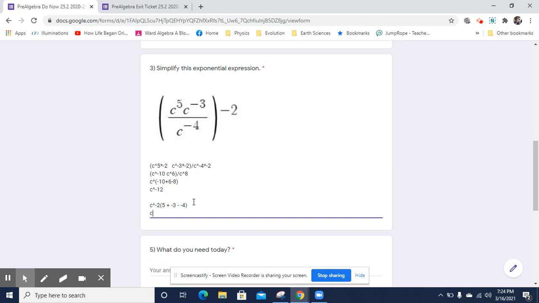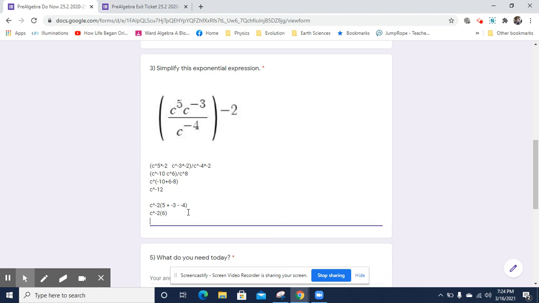So c to the negative 2 times, all right, 5 plus negative 3 is 2, minus negative 4 is going to be 6. So that's going to be c to the negative 2 times 6, which will be c to the negative 12, which is what we got before. You can approach this in many different ways as long as your ways are consistent with the properties of exponents.